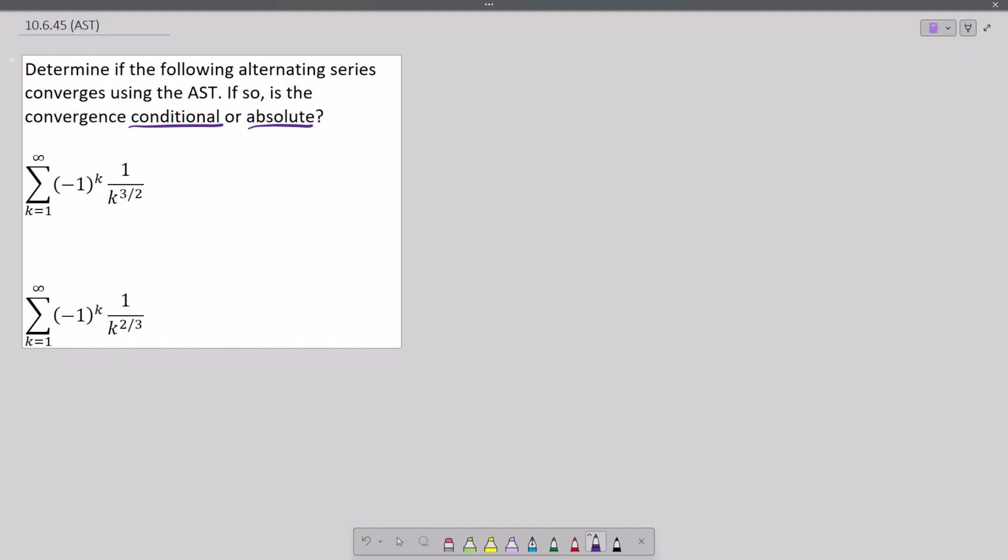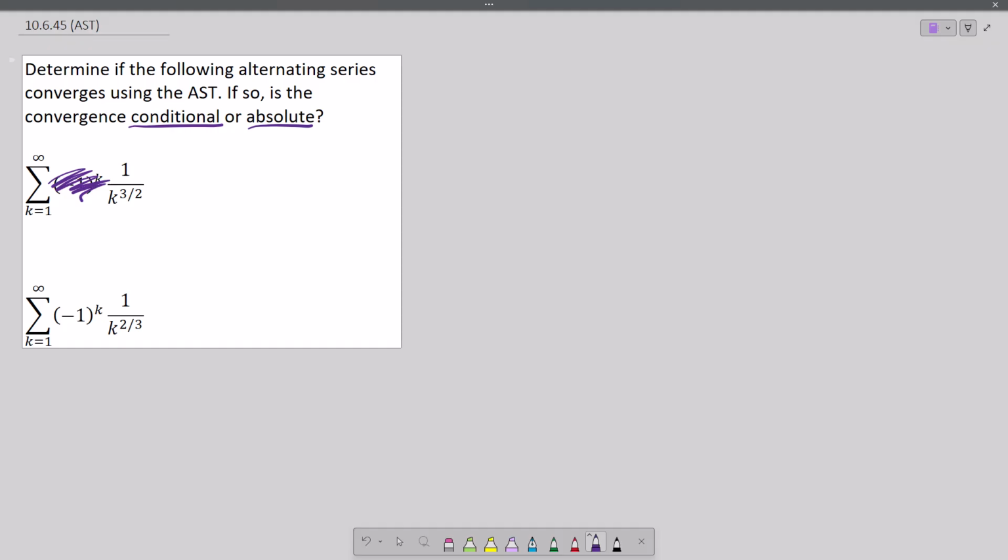So the alternating series test has two pieces. What is the limit of 1 over k to the 3 halves as k goes to infinity? 0. So that part checks. The other part of the alternating series test says, okay, ignore that. Do the terms get smaller? If you plug in a k plus 1 there, is that smaller than if you just have the k there? And the answer is yes.